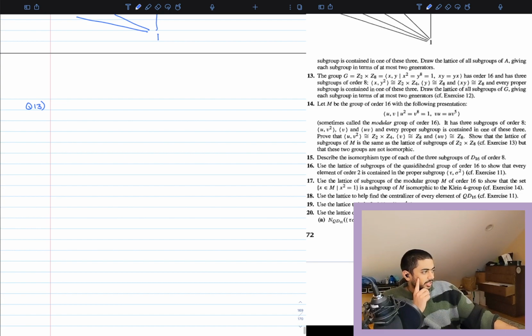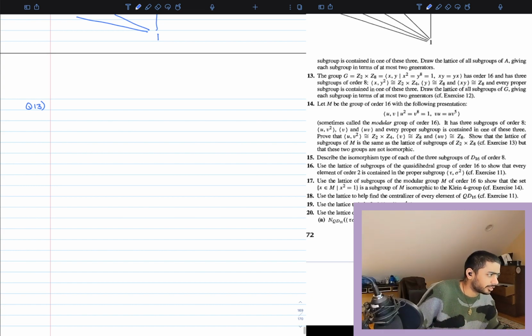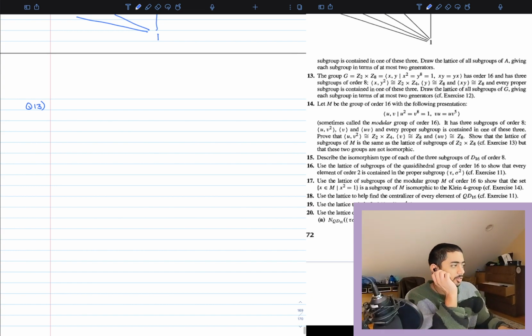The group G looks like this. Once again, very similar to the dihedral group, except the two generators commute instead of the anti-commutativity relation that we have in dihedral groups. This is order 16, has 3 subgroups of order 8. It's this guy. There's this guy. There's this guy. So we just need to draw the lattice again.